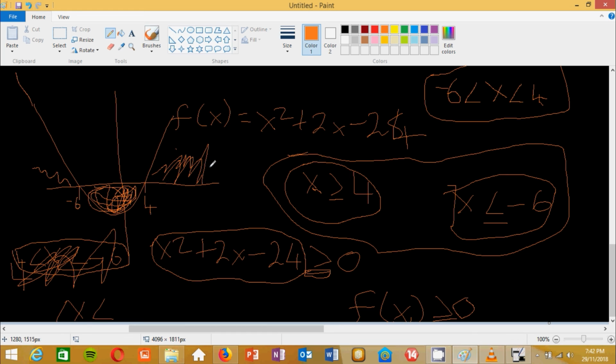So we just want x values in that region and that region, because if we pick x values in those regions, our function is going to be greater than or equal to 0.